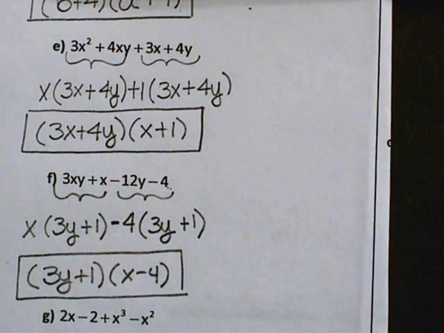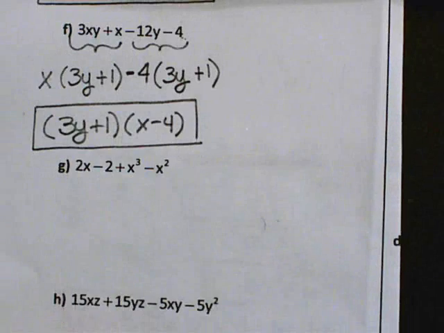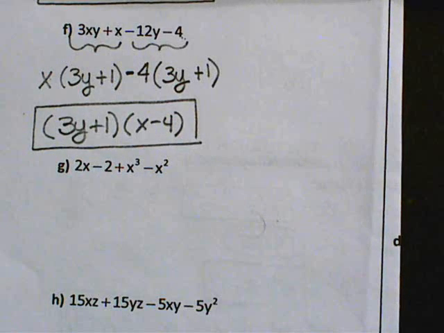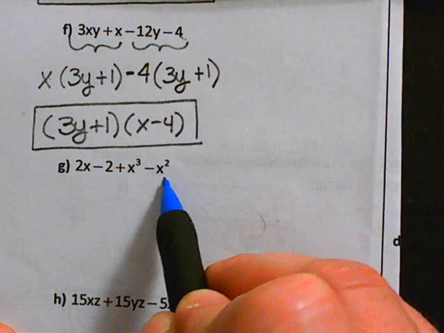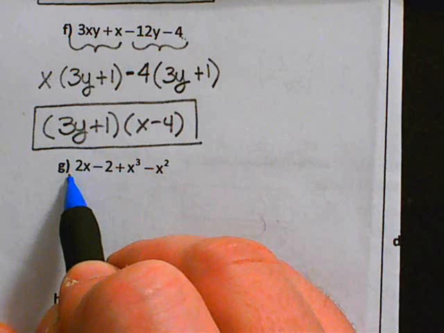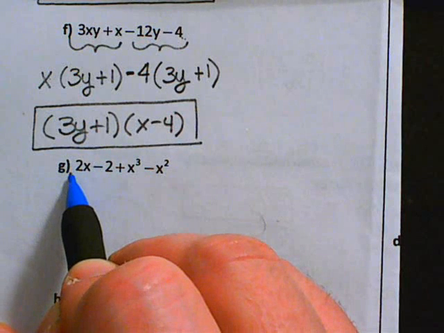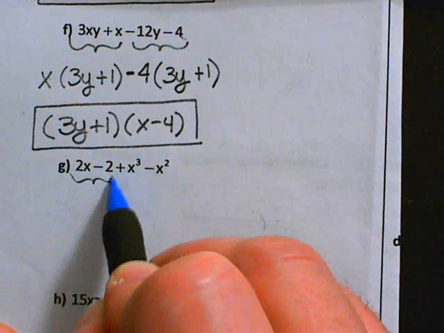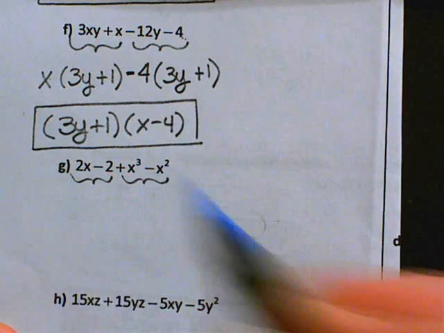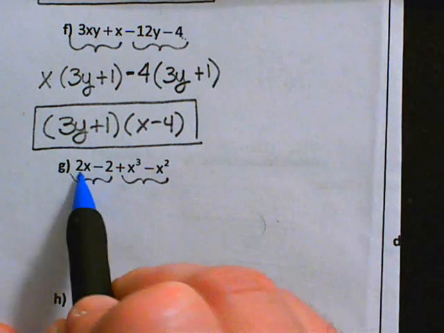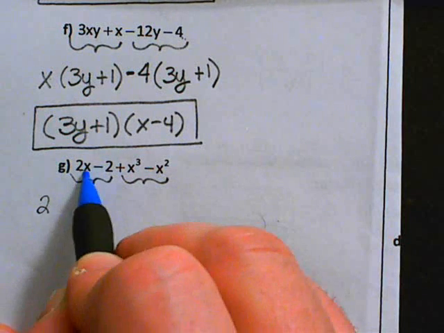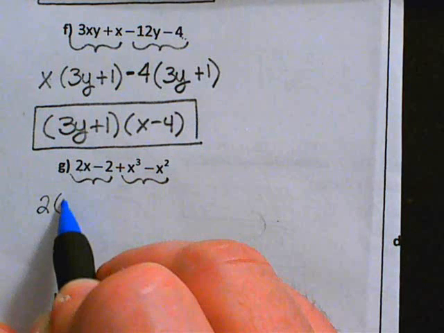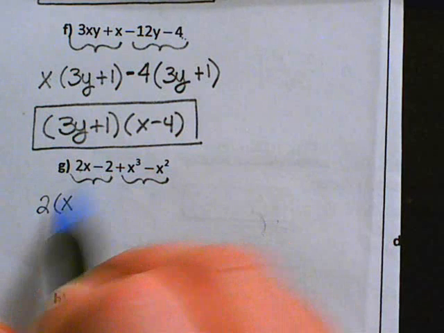Alright, let's try letter G. Can I factor anything from all four? The answer is no. So, let's group them into twos. What can I factor from the first two? I can factor out a 2. 2x divided by 2 is x. Negative 2 divided by 2 is negative 1.